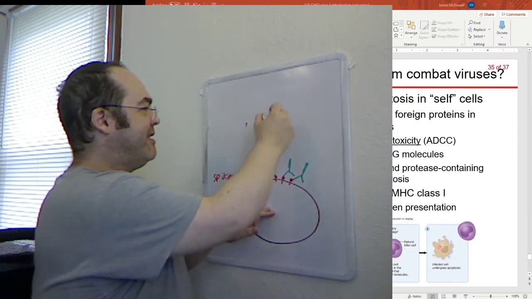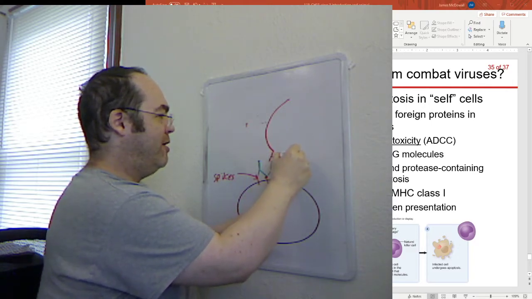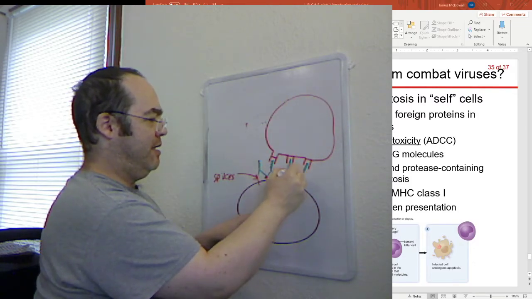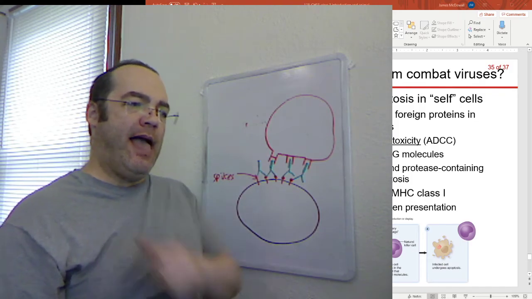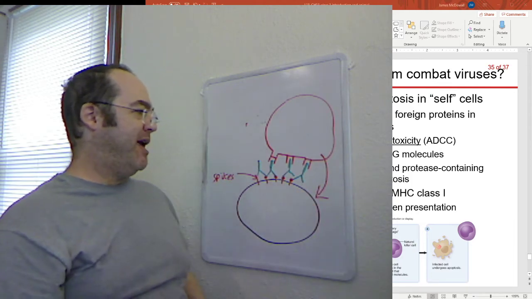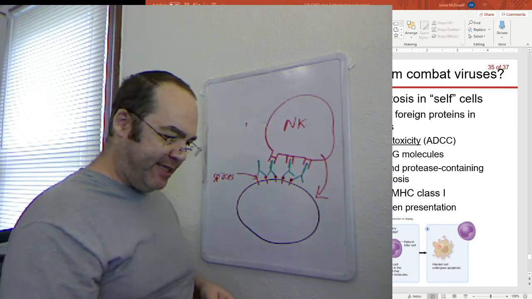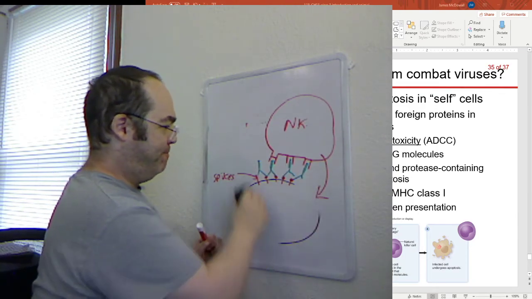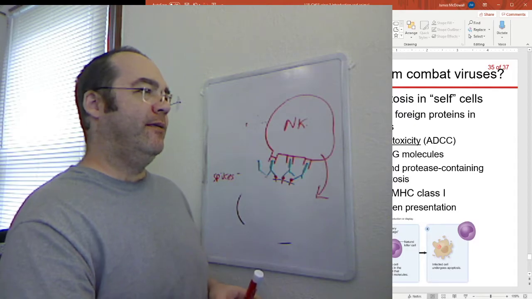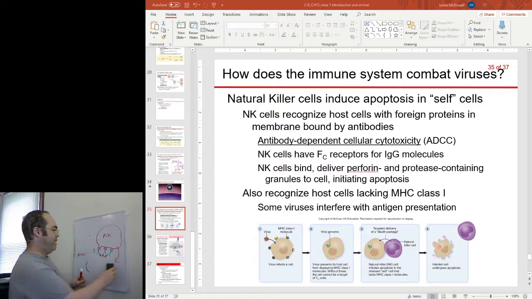And then our natural killer cell comes along. It has receptors that are looking out for the constant region of antibodies, and through some kind of toxic mechanism, the natural killer cell will cause the infected cell to die. Usually it'll deliver chemicals that cause the cell to undergo apoptosis. So that's one way.